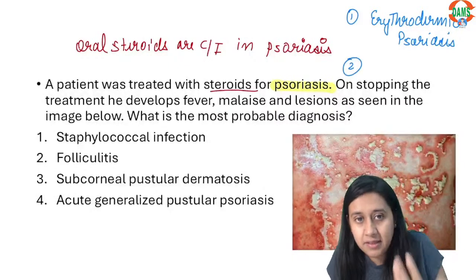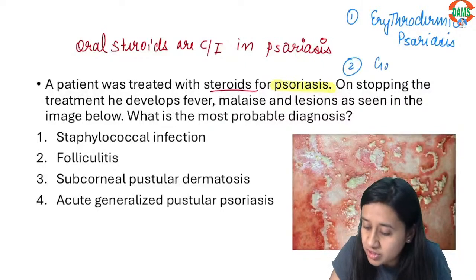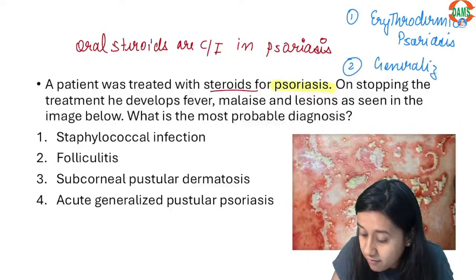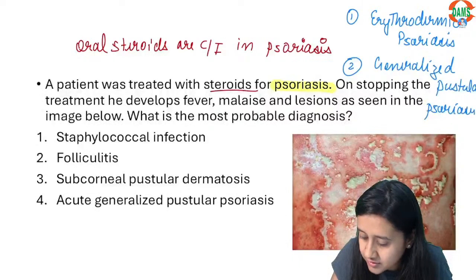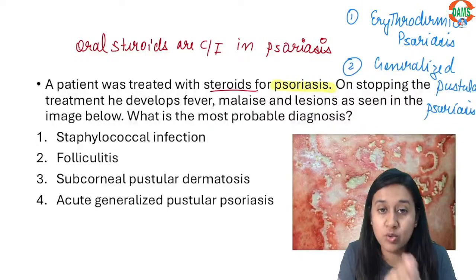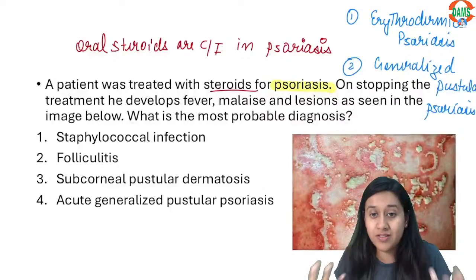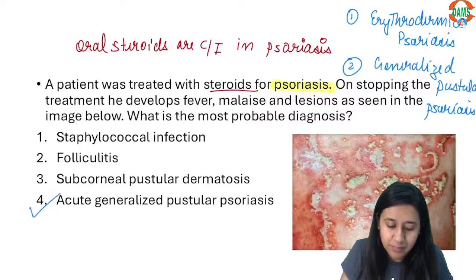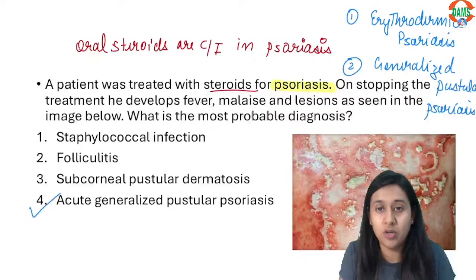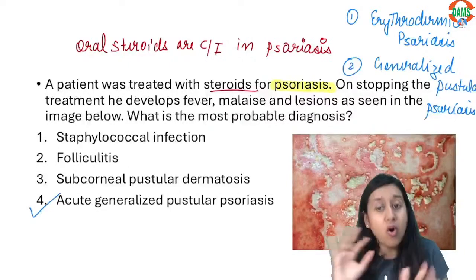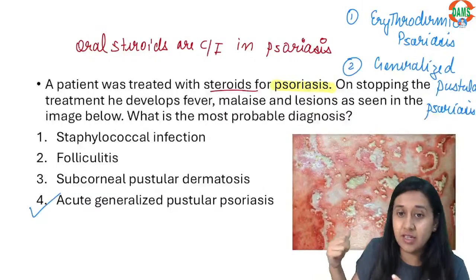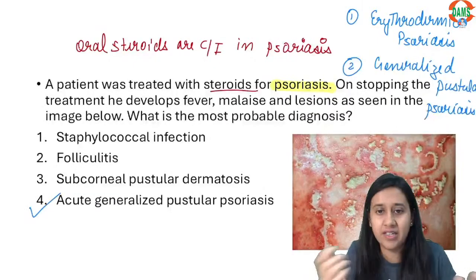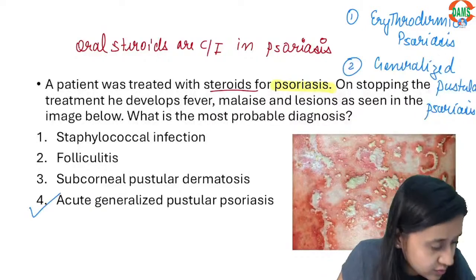Instead of erythrodermic, sometimes steroid withdrawal will give rise to generalized pustular psoriasis, where more than 90% of the skin gets these pustular lesions. The patient can also develop associated fever, malaise, or systemic upset, and we have given it a name known as von Zumbusch disease. So please remember, steroid withdrawal can cause either erythrodermic psoriasis or pustular psoriasis. With this clinical picture of a lot of pustules, definitely the answer becomes generalized pustular psoriasis.